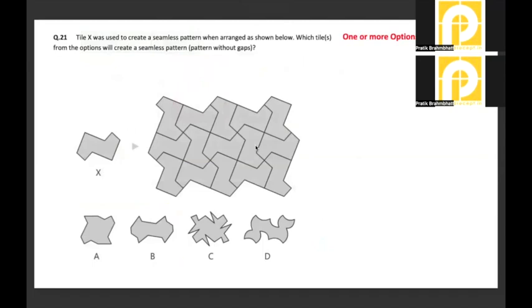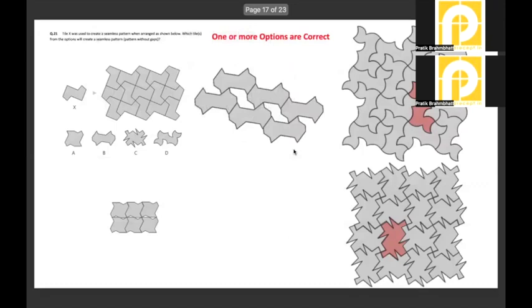Here in the next question, we are given tile X. Tile X is used to create a seamless pattern when arranged as shown below. Which tile or tiles from the options will create a seamless pattern without any gaps? Without any gaps, like how it is shown here. Here in this case, I have repeated the pattern. This is option A. In case of option A, if this top part was a triangle, like how you're seeing here, which is a gap, only then interlocking is possible.